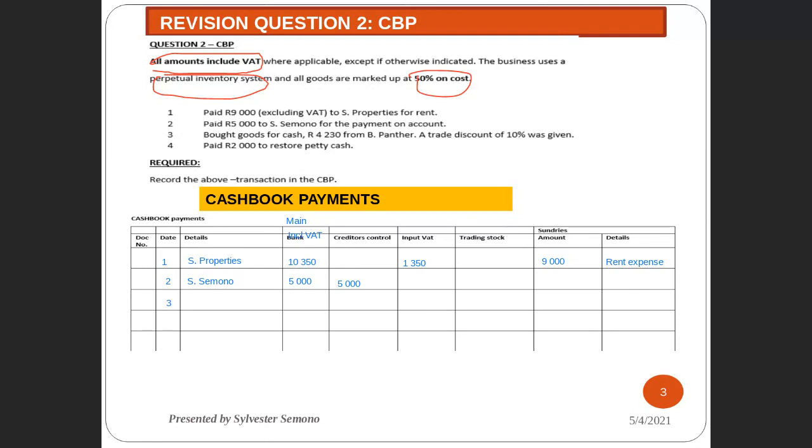But there's a discount. You must first give discount. You must take out discount first. So you bought for 4,230, but a trade discount of 10% was given. So please make sure that you take off that discount for me.